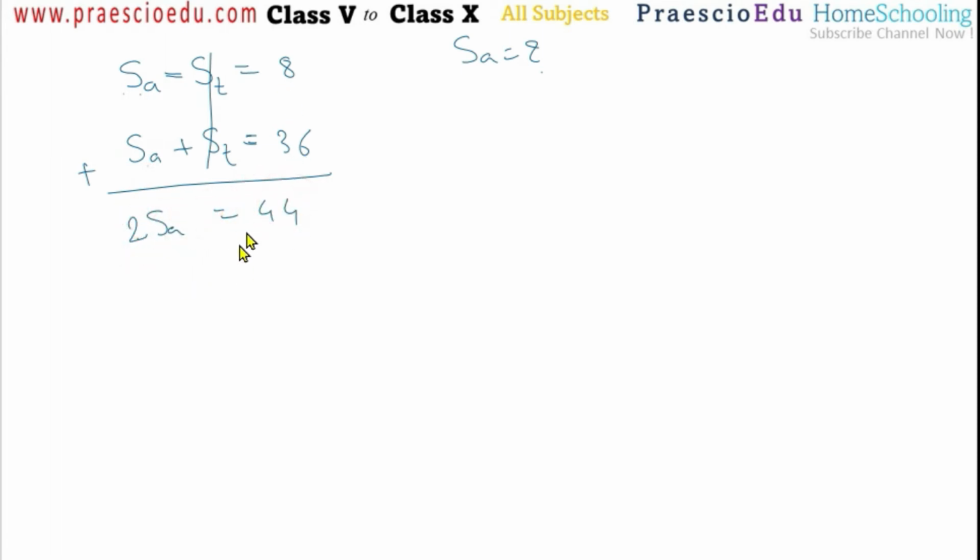Here the 2 times means we have to divide by 2 on both sides, or this 2 is in multiplication, so that will shift to the other side as a division. So SA is equal to 44 divided by 2, which is 22. So Soumya's age is 22, and this is given in option number.